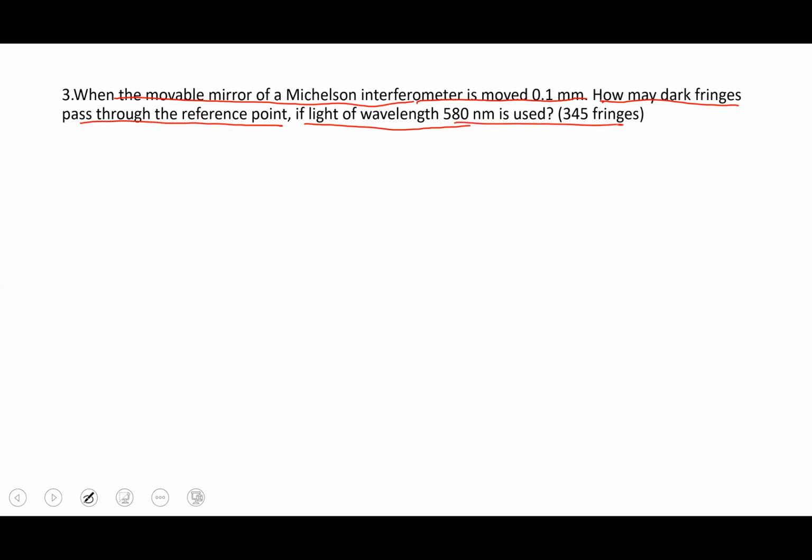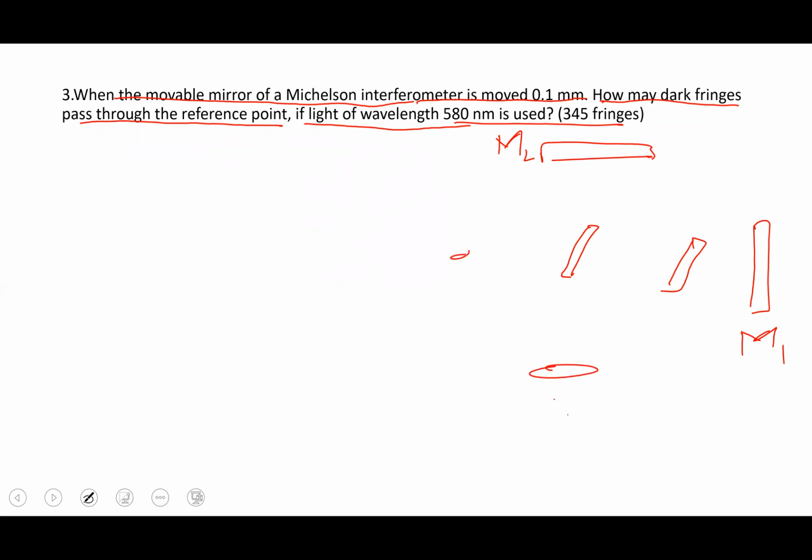Now in the Michelson interferometer we have a situation like this: we have two mirrors like this. One is movable, the other one is non-movable, or we can say fixed. Let's call this one non-movable and this is movable. So here's the source and here's the telescope, and we can see through this telescope.